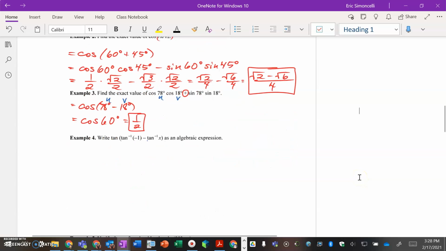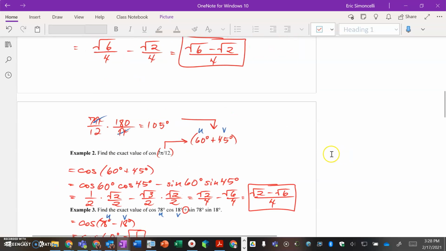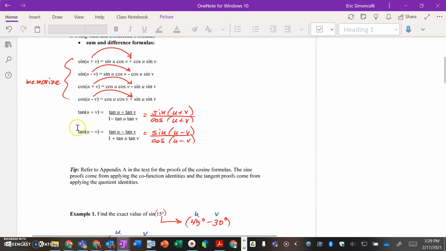All right, moving on. Example 4. Write the tangent of the inverse tangent of -1 minus the inverse tangent of x as an algebraic expression. So what we're going to do here, noting from the very beginning, going back to the top, is that the tangent of u plus v, but also the tangent of u minus v, will most likely be utilized in context.